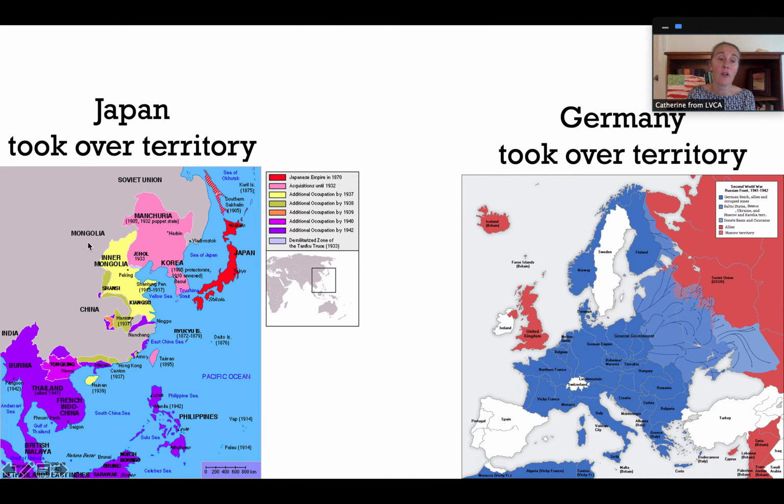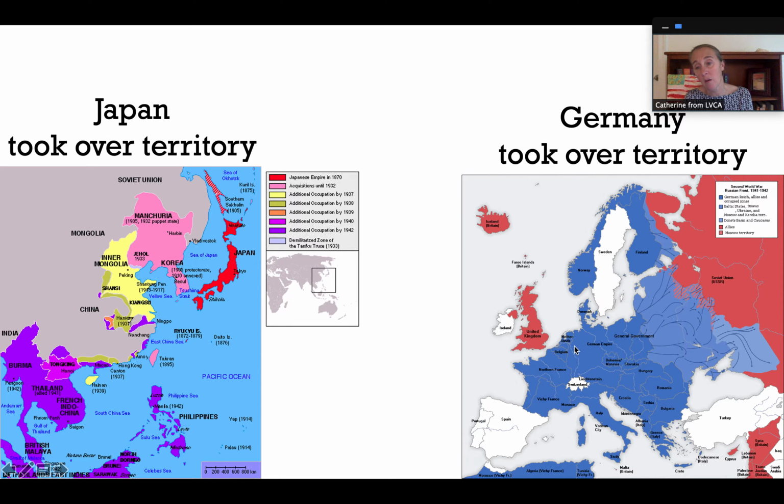Japan took over a bunch of territory. Japan is here in red, and all of these colorful territories are places that Japan took over at some point leading up to and including World War II.